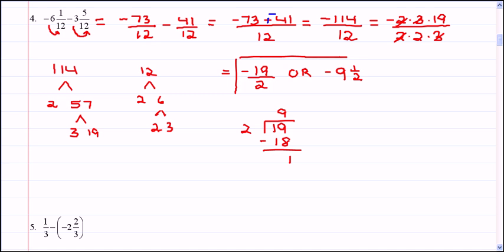For this problem, the negative 9 and 1/2 would be a better way of expressing your answer because the original question fractions were mixed numbers.